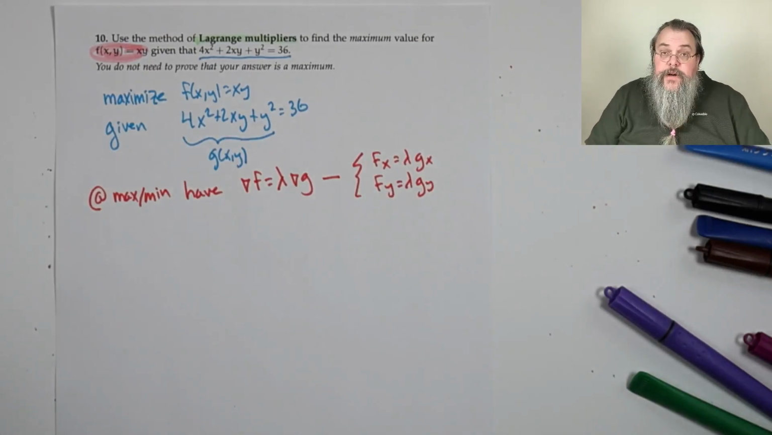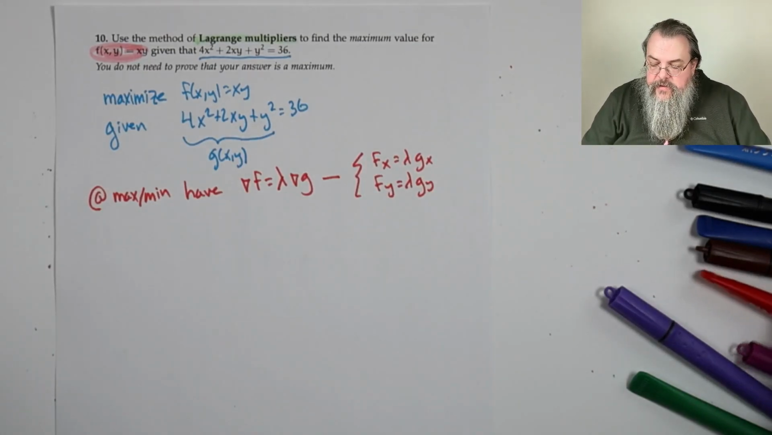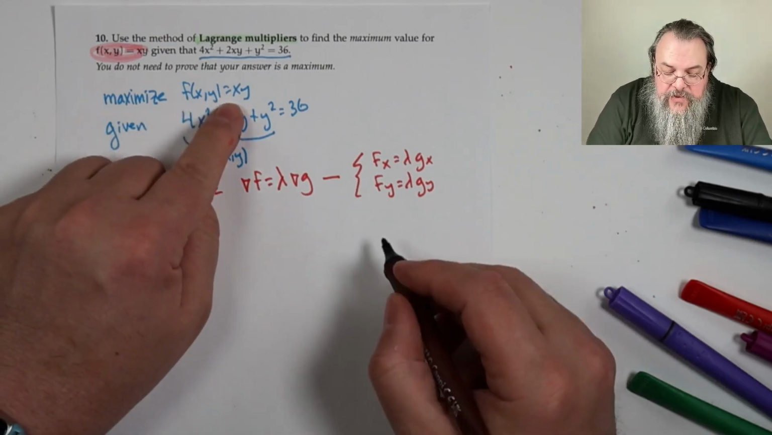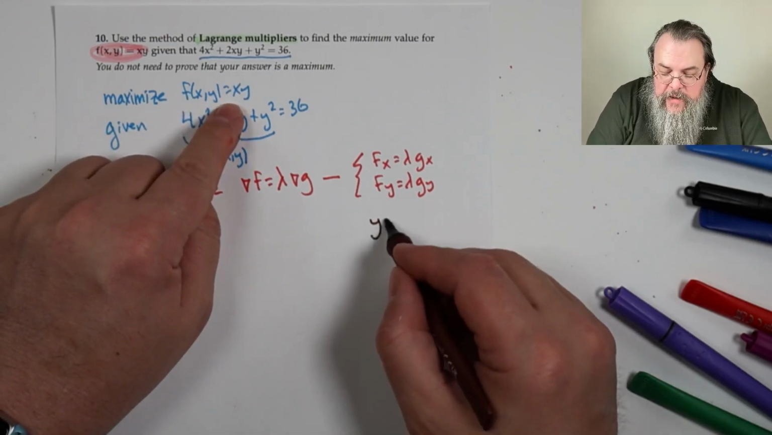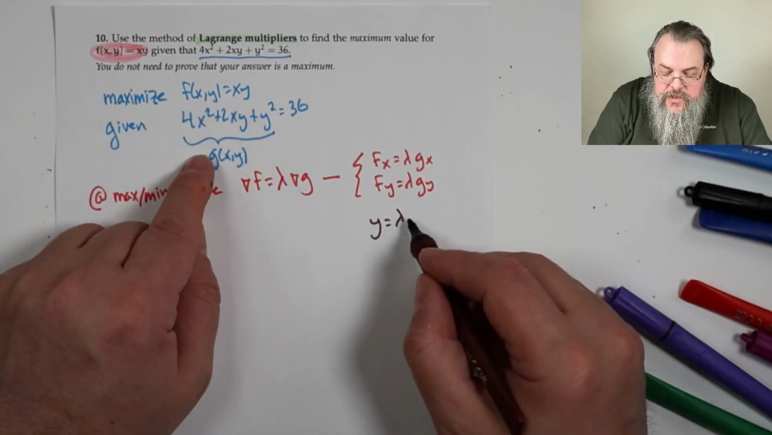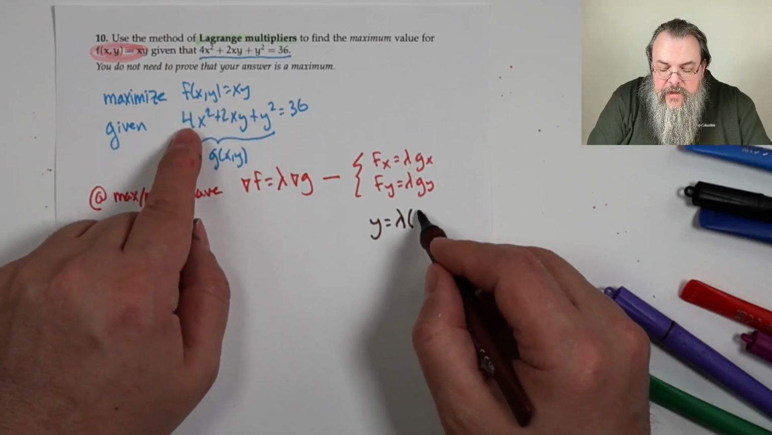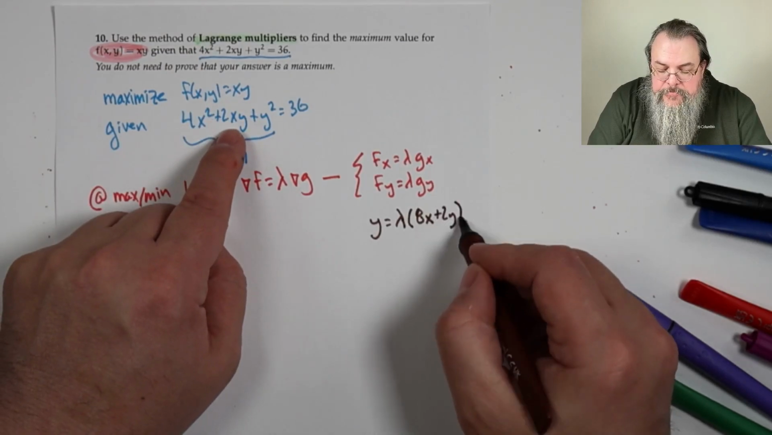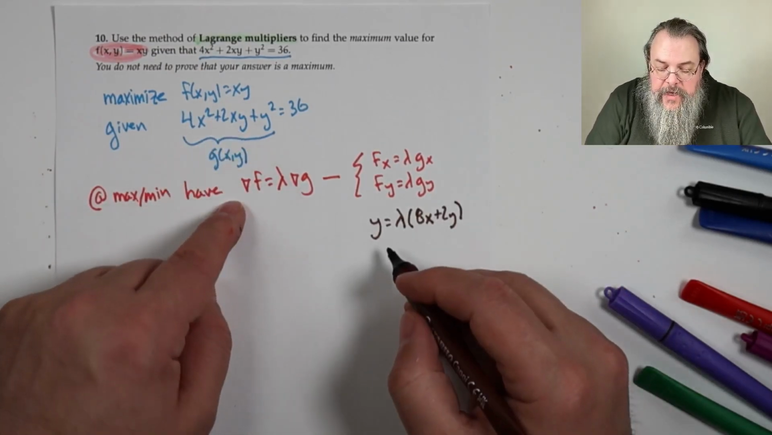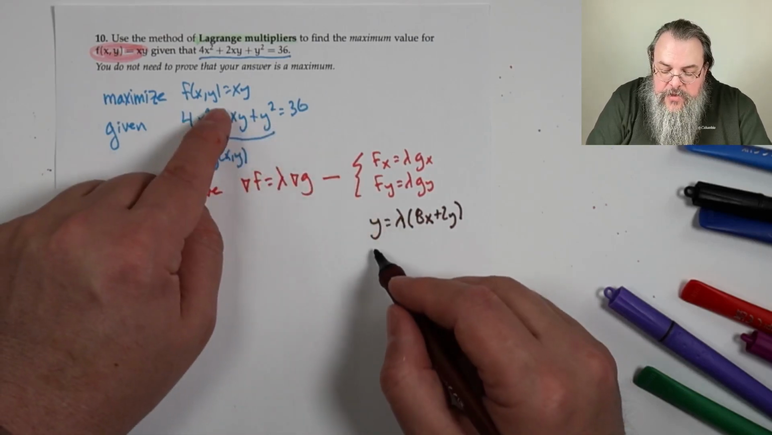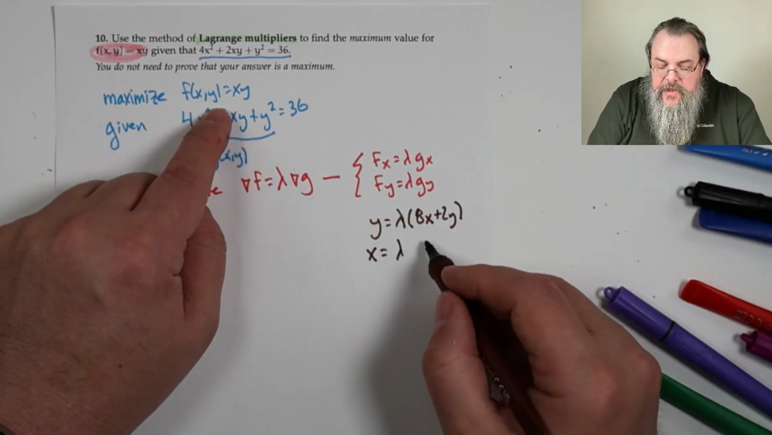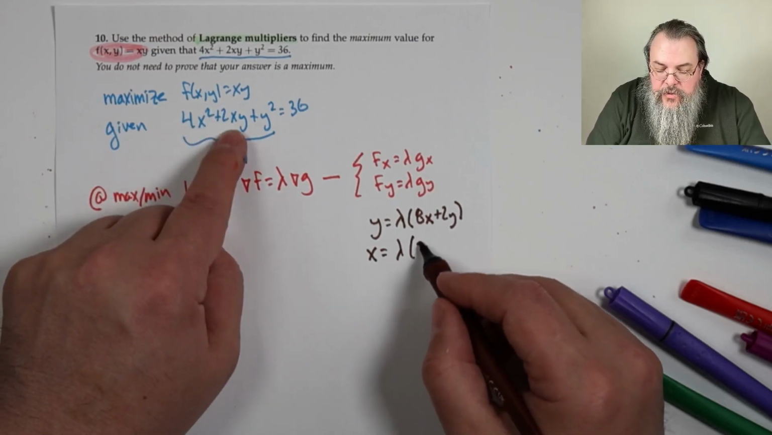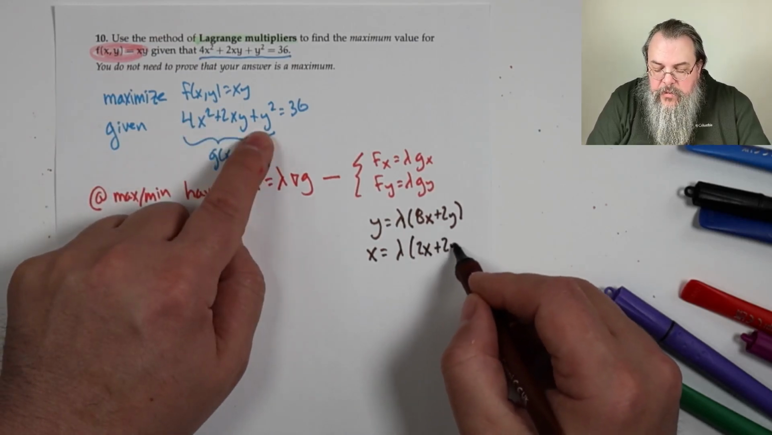So let's write down what our equations are in this case. We have our function f, so f sub x is y, and that's equal to lambda g sub x. Well, that's 8x plus 2y. Then we have our f sub y, which is x. That should equal lambda times g sub y. Well, that would be 2x plus 2y.